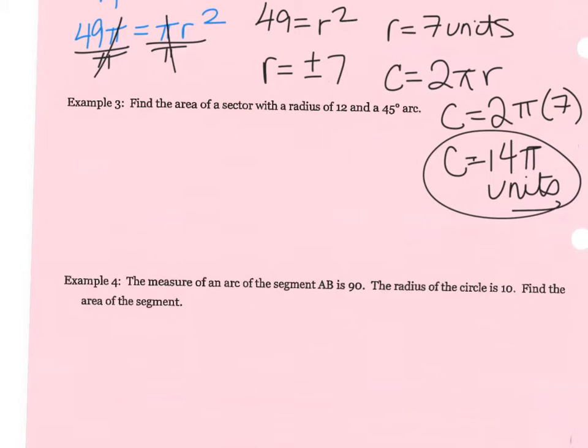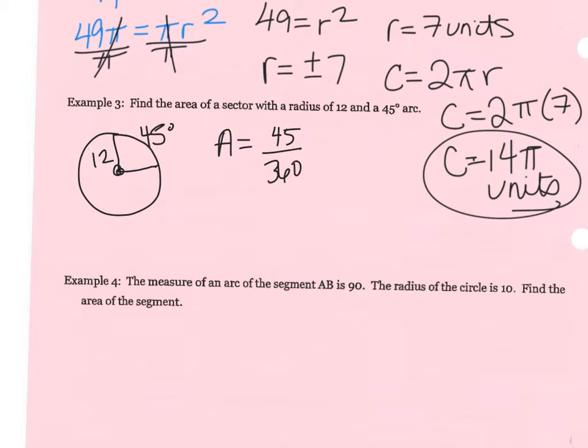Example 3 says, find the area of a sector with a radius of 12 and an arc of 45. If we were to draw this circle, we have a radius of 12 and an arc of 45 degrees. So we're going to use that information and plug it into the formula. Area equals 45 over 360, because that'll be the fractional part of the circle, but then we need to multiply by the area of the circle, which is pi r squared.